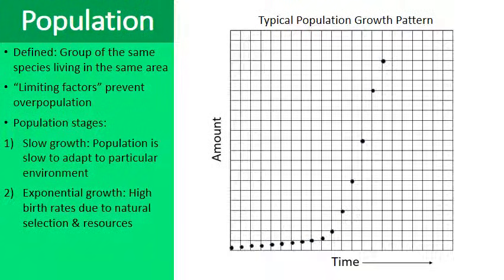Notice how the plot points suddenly, dramatically, sharply increase. High birth rates due to natural selection and resources. At this point, the weaker individuals within the population, within the herd perhaps, have been eliminated by perhaps predators. And so you have the very best adapted males and the very best adapted females breeding and reproducing with one another to make very well adapted offspring. And so at this time we experience a population surge called exponential growth.